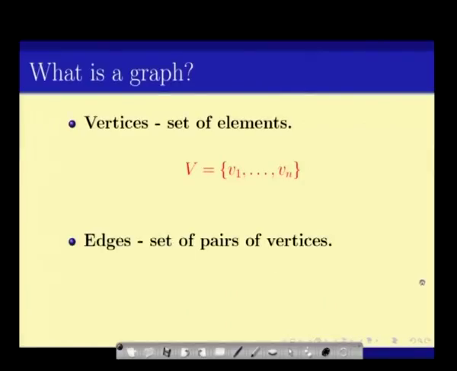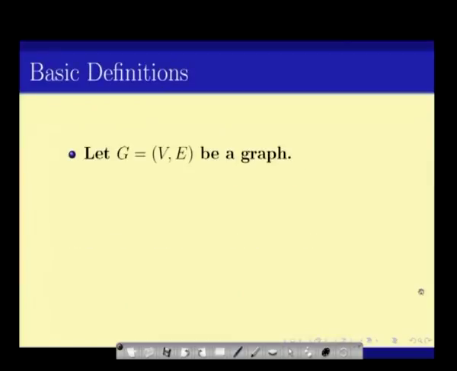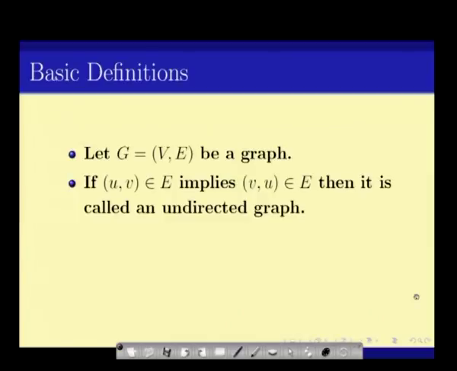So let's start with the usual definition of a graph. A graph is a set of vertices, v1 to vn, and we are given the edges, which are a set of pairs of vertices. In the basic definitions, a graph is given as (V, E). V is a set of vertices and E is a set of edges. If (u, v) is in the edge set, that implies that (v, u) is in the edge set. In this case, we call this an undirected graph.